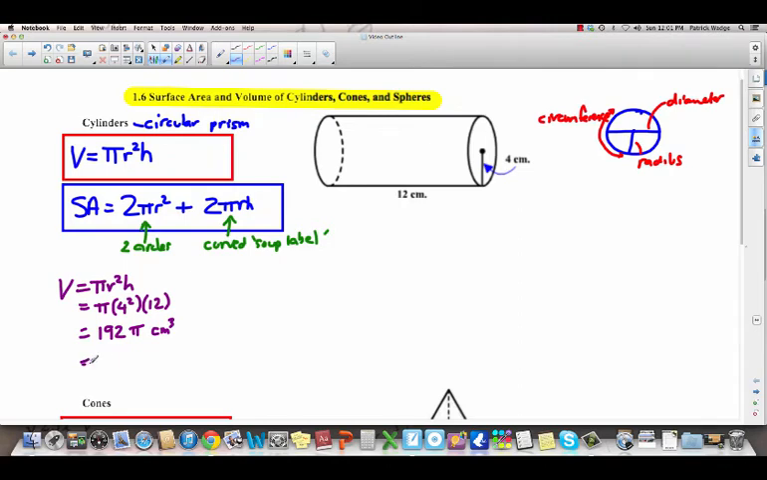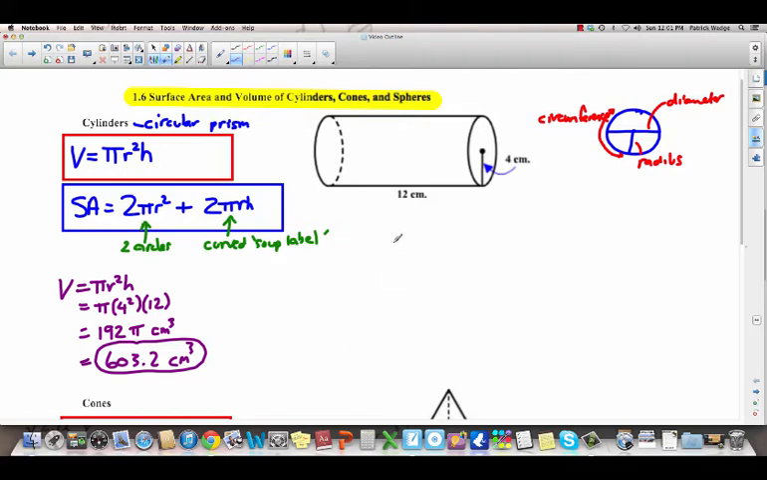Or if you want, you can multiply the 192 times pi, or even turn it into 3.14 back here, wherever you want. If you do that, you're going to get something like 603.2 centimeters cubed. Either one of these two answers is great. I'll circle that one because it's probably the way most people do it.